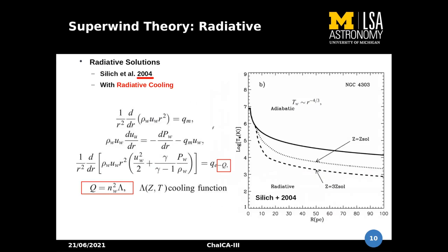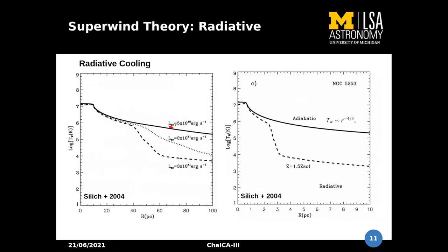which extended the hydrodynamic solutions of Chevalier and Clegg, and they include the cooling functions. By this cooling function, we see that by increasing the metallicity, this cooling curve declines, so increasing metallicity contributes to stronger radiative cooling. Also here we see that by increasing the luminosity of the ionizing source, we also increase the radiative cooling. And here is the adiabatic solution, and this is the radiative solution.